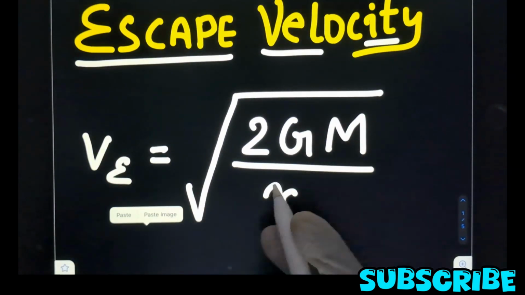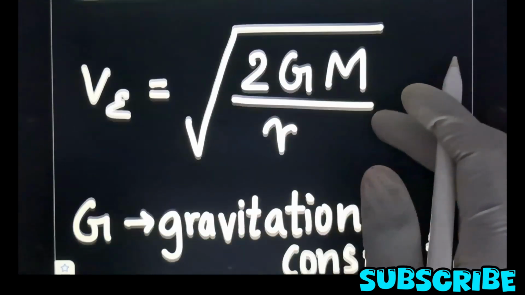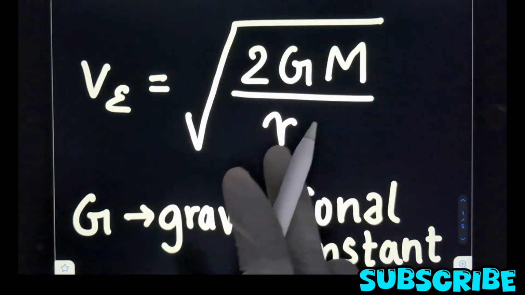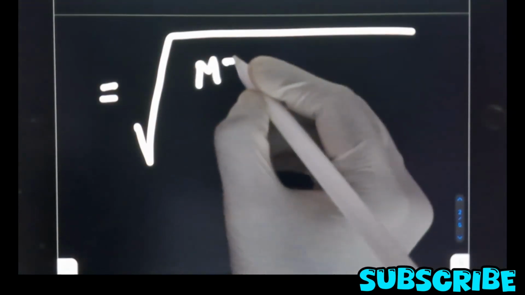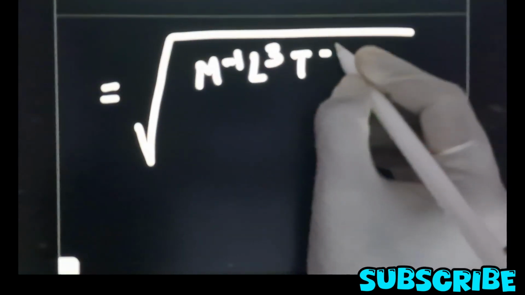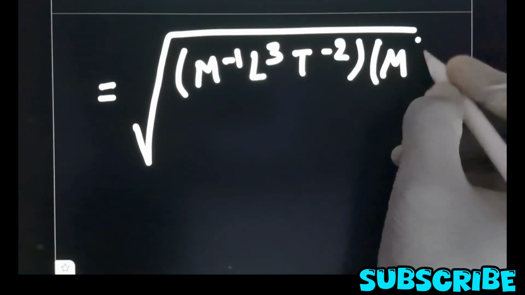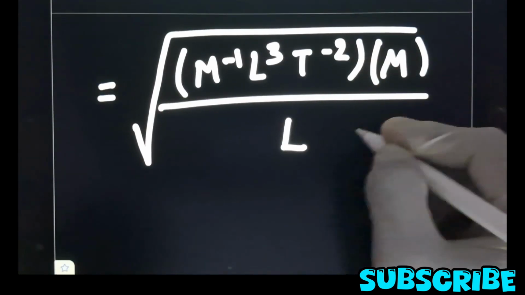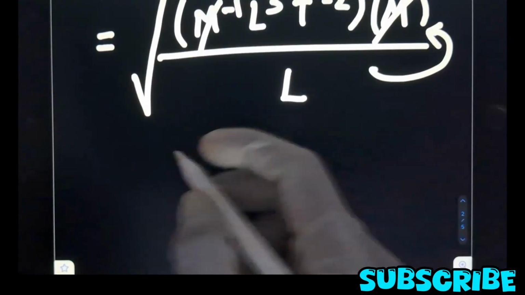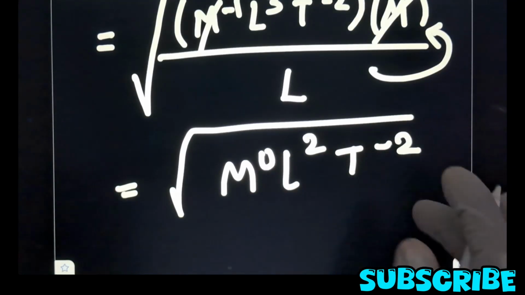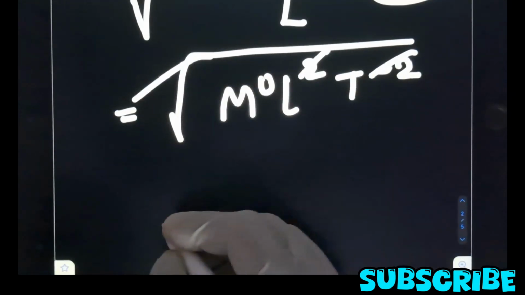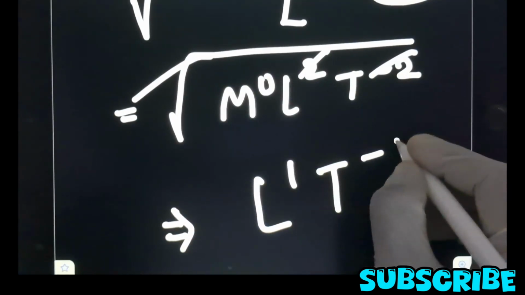To find the dimensional formula of escape velocity, the formula is Ve is equal to root over 2GM by r. Here G represents the gravitational constant, M represents the mass and r represents the radius. We know that the gravitational constant dimensional formula is M power minus 1 L power 3 T power minus 2, and mass M and radius L. So on cancellations and reciprocation of the length, we get root over M power 0, L power 2 and T power minus 2. On removal of the square root, we get M power 0, L power 1, T power minus 1.